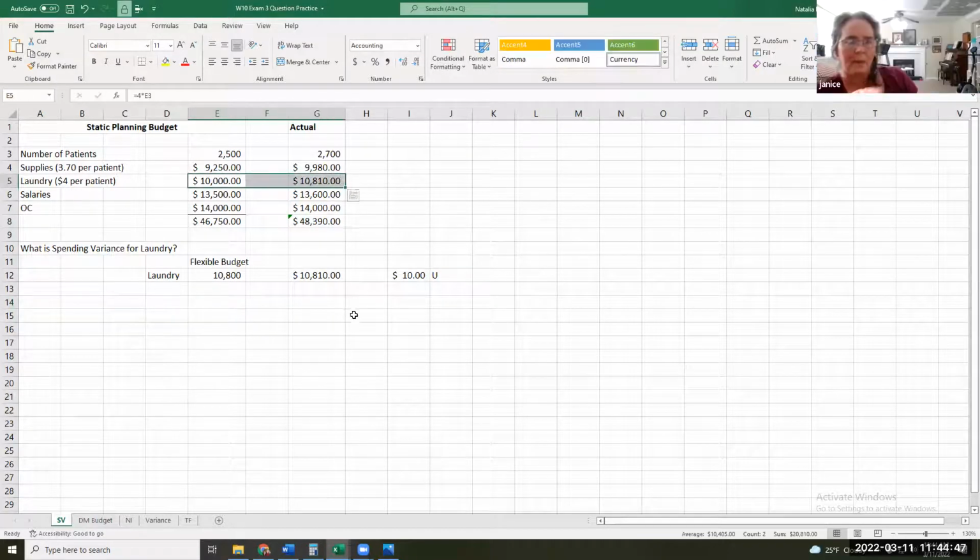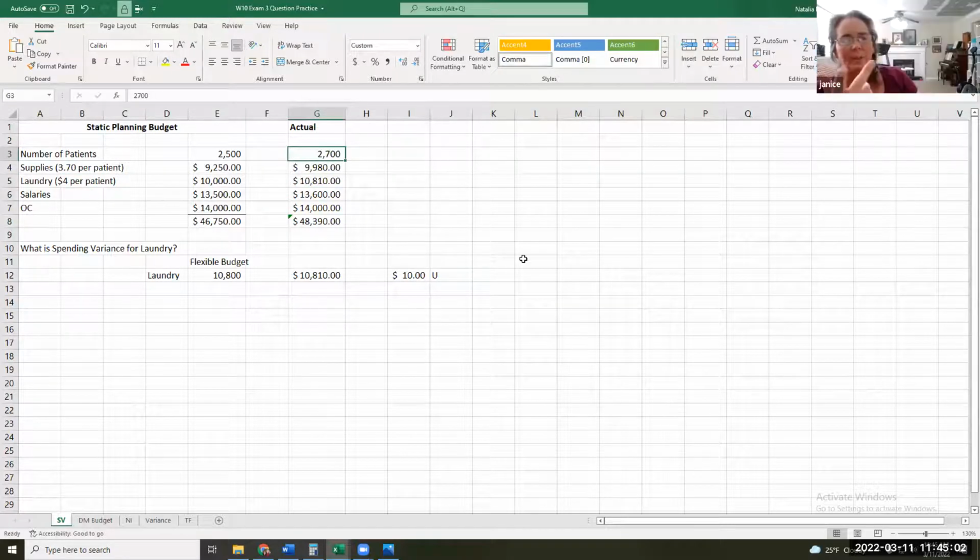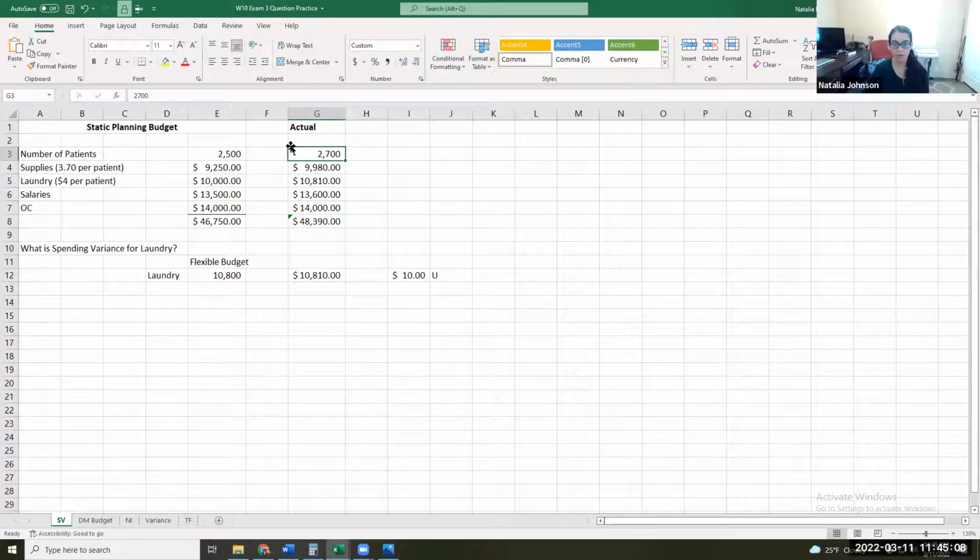So 10,000 divided by 2,500 and then multiply that by the 2,700. Not even the 10,000 is super important. It's the $4 unit. Since they give you the $4, you would just say $4 times 2,700. So just remember for the exam, if they give you the static planning budget, like the units that they budgeted, that's not the number that you will use. You will always use the actual units.